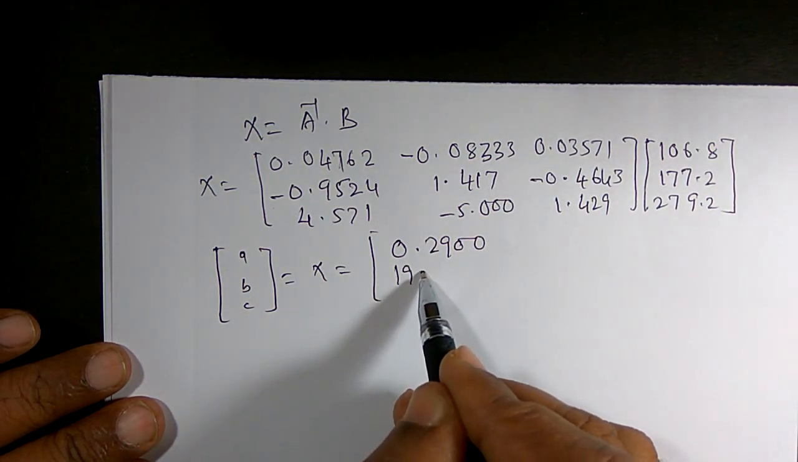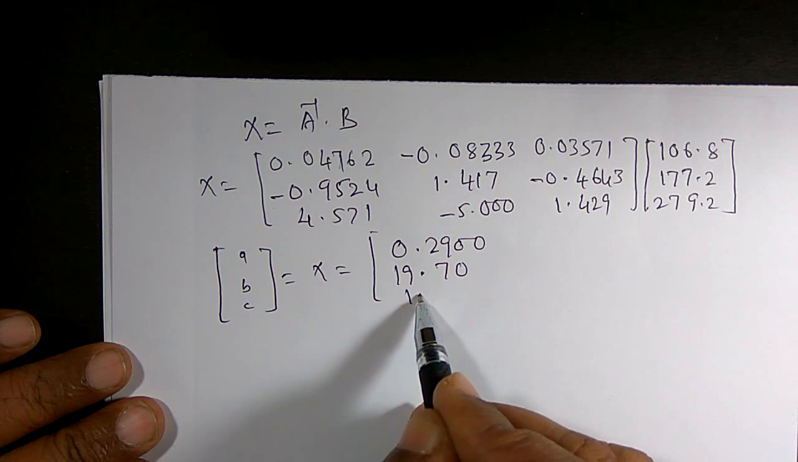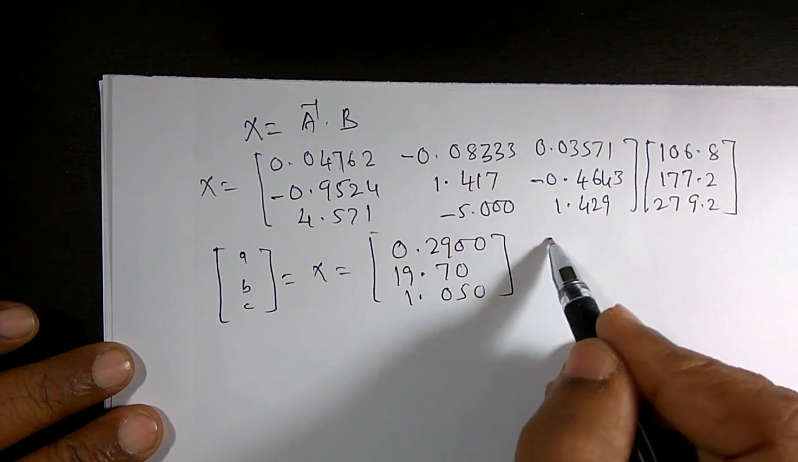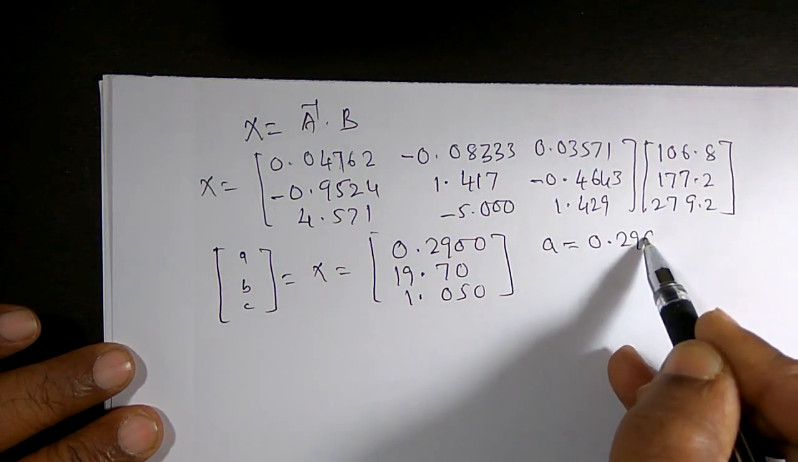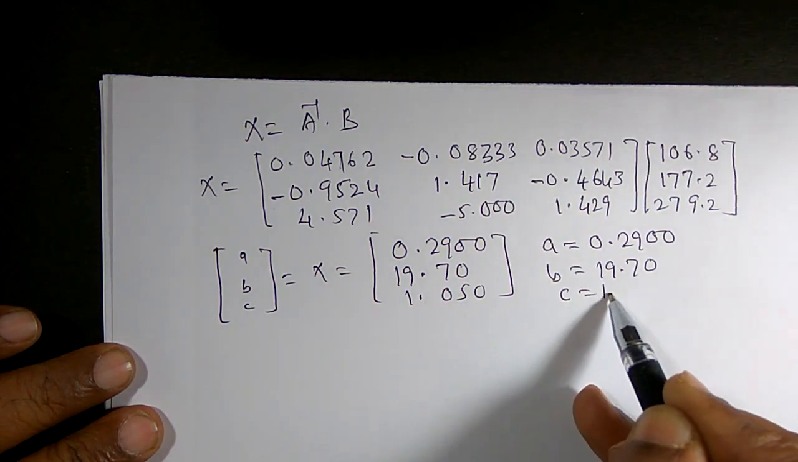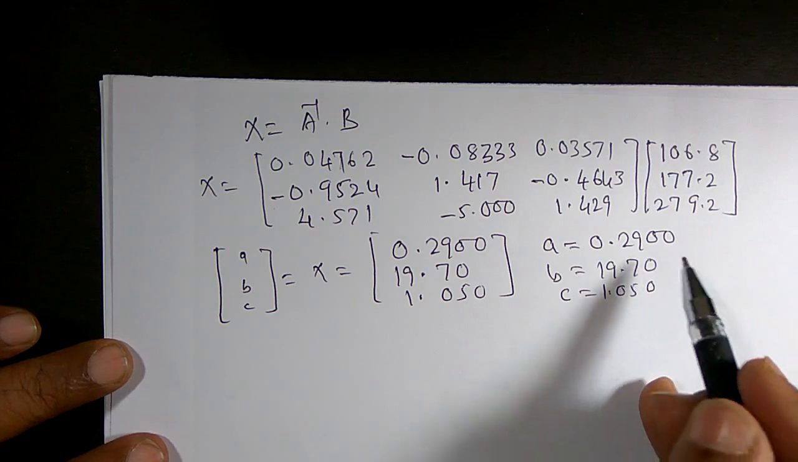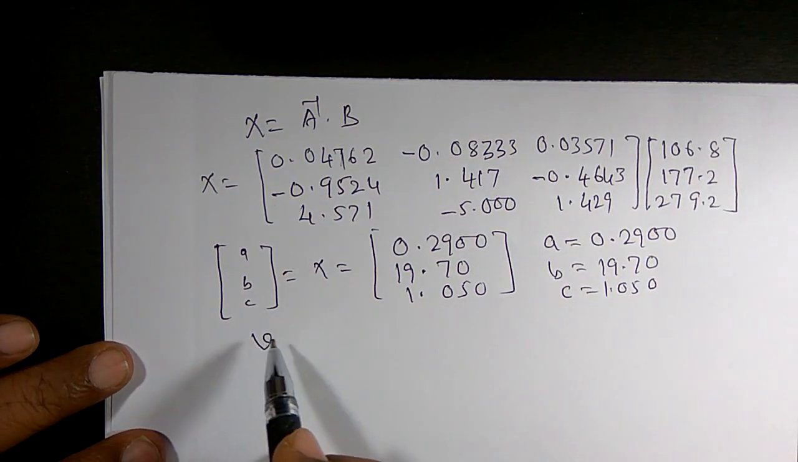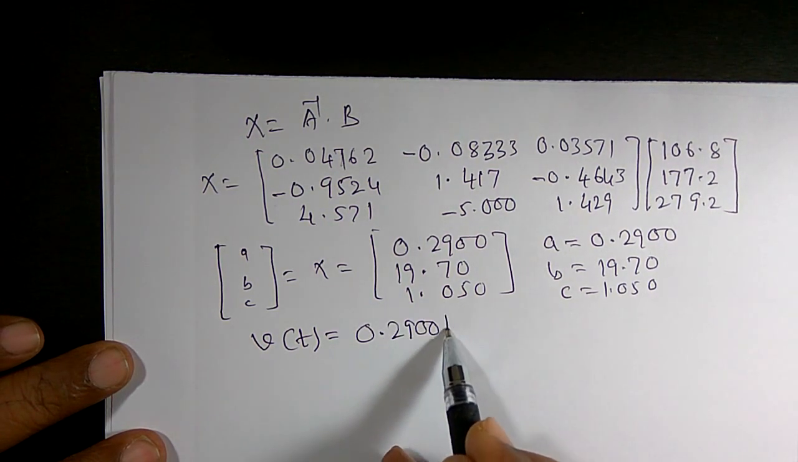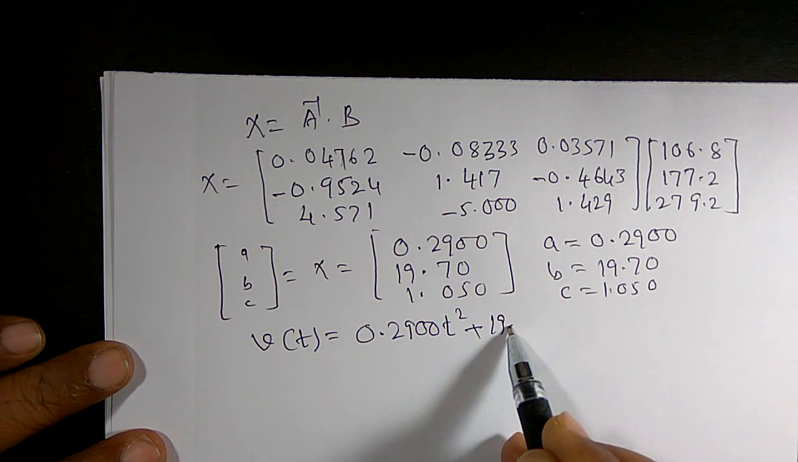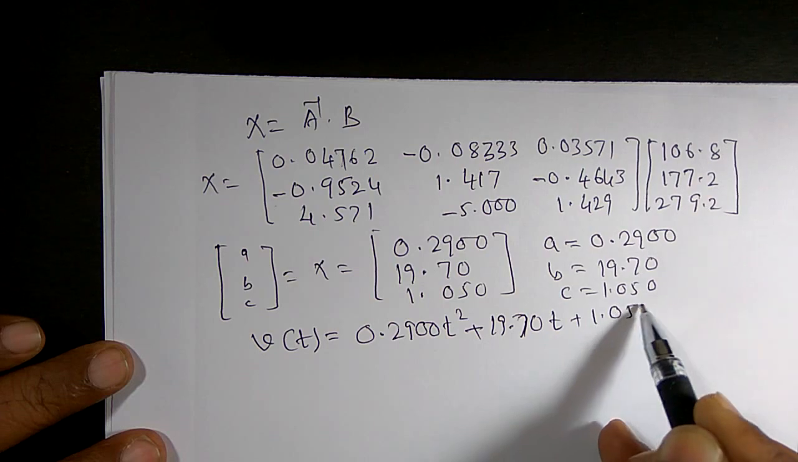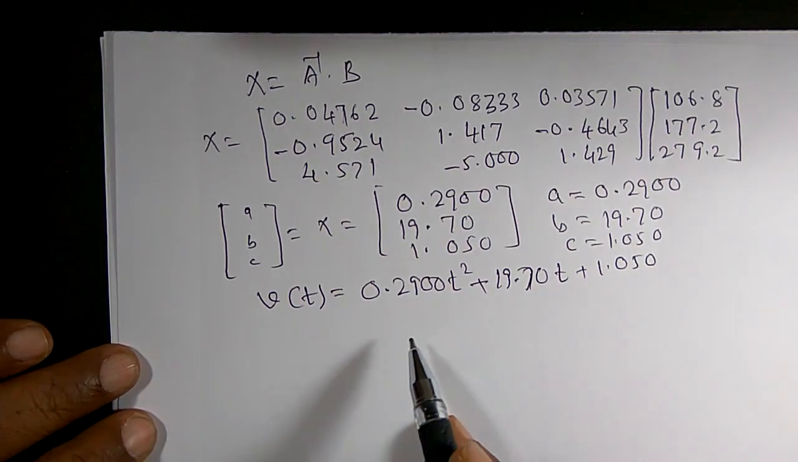0.2900, 19.70, 1.050. So it means that we have obtained a equal to 0.2900, b equal to 19.70, c equal to 1.050. Now I can substitute these values in the given polynomial. V of t is equal to a, that is 0.2900 t square, plus b, that is 19.70 t, plus c, 1.050. So this is the required equation.